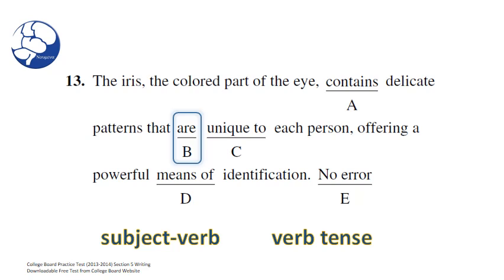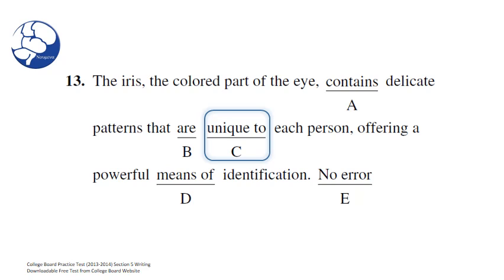And what about our verb tense? Well, again, this is part of the truth statement that the whole sentence is trying to inform us of. The iris contains delicate patterns that are unique to each person. So we're fine here, I think. Okay, great. So right next to it, we have C. Unique to. Patterns that are unique to each person. I see a preposition here, and I know that I'm supposed to be cautious of prepositions, right?